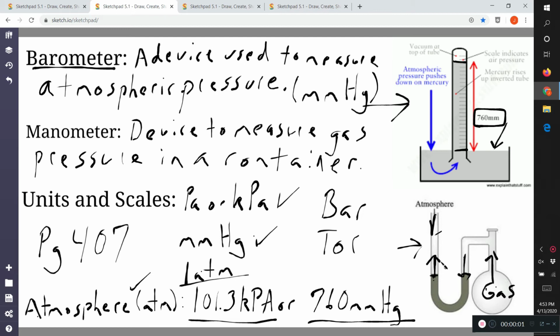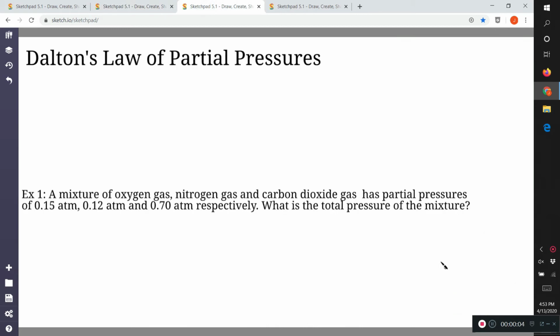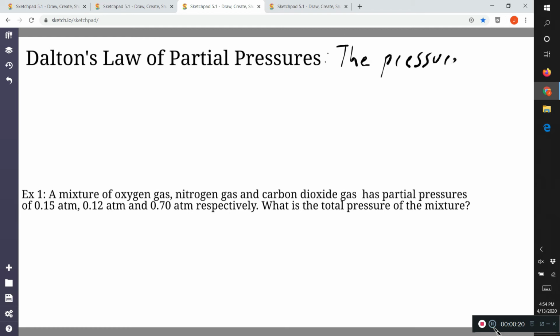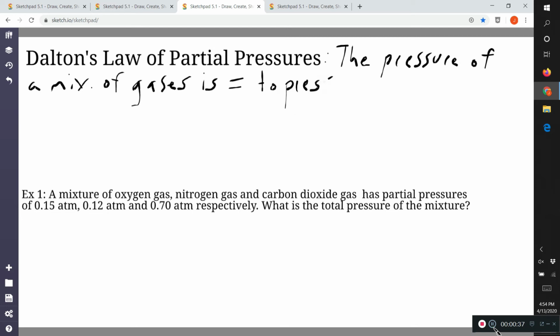So now we're going to talk about pressure with mixtures of gases. Dalton's law of partial pressure says the pressure of a mixture of gases is equal to the sum of the pressures of all the gases.